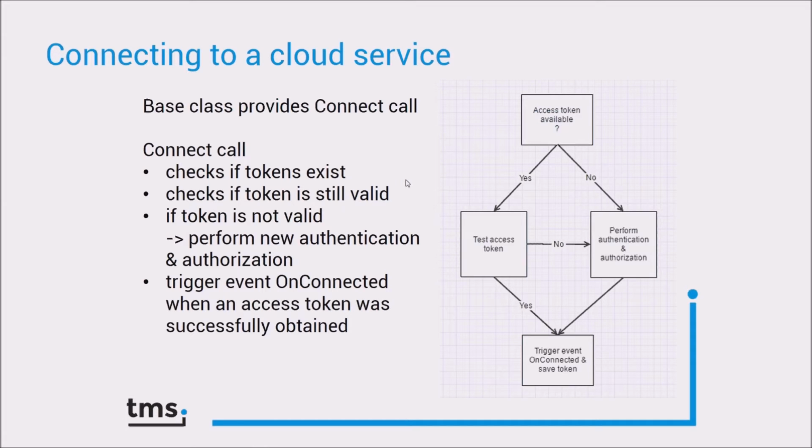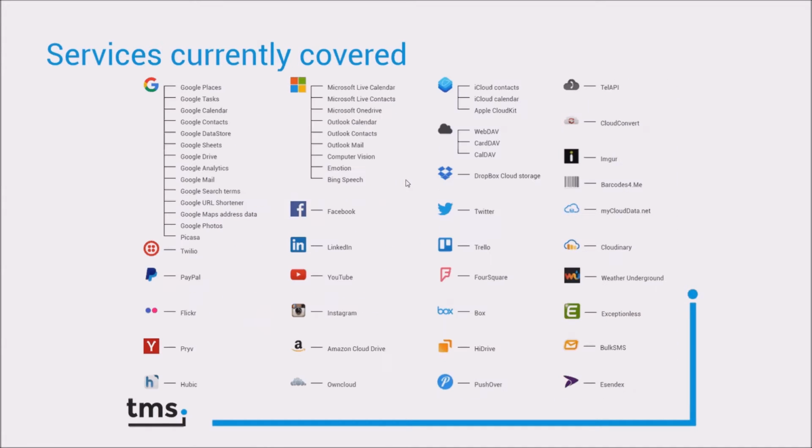If this is not the case, if there is no access token, we need to perform a new authentication and authorization. So we need to offer the user the possibility to enter his credentials and to authorize the application to access the cloud service, to access his account, his data on the cloud service. So at component level, there is a simple connect method. And when the connection is successful, either by an already available access token that was tested or by a new authentication and authorization, after this is done, the OnConnected event of this component is called.